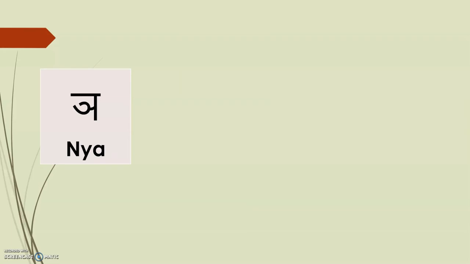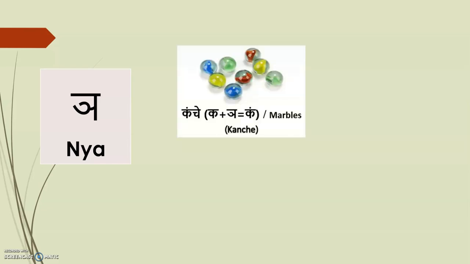Now let's go to the last letter, which comes in the second group or the second row. The last letter that we see here of the second group is Nya. In this picture, we can see marbles, which is called Kanche in Hindi. In Hindi, no word begins with Nya, but it can be used in words.